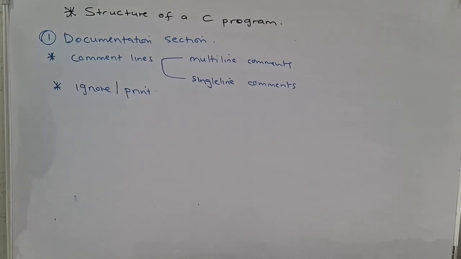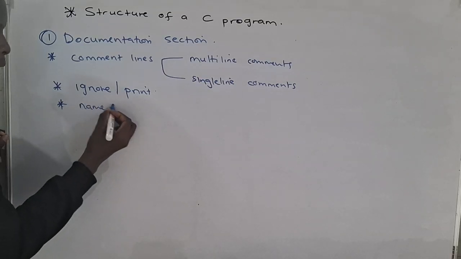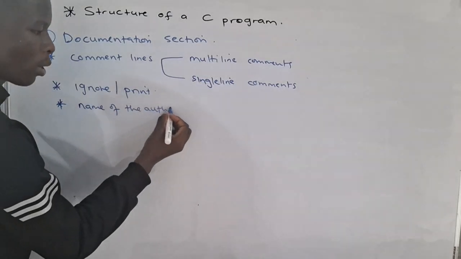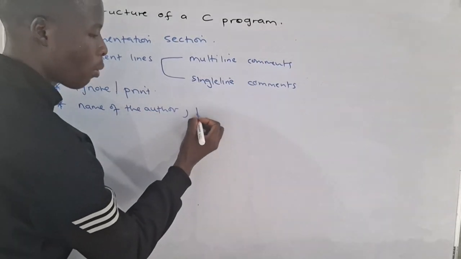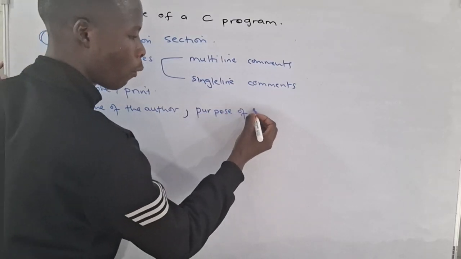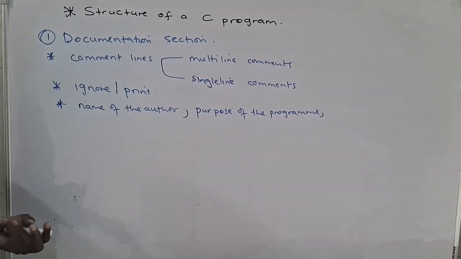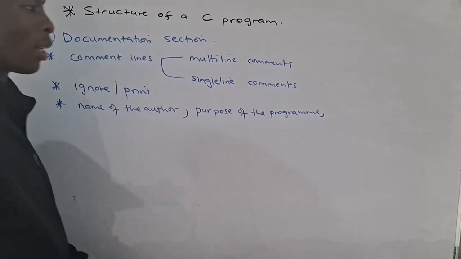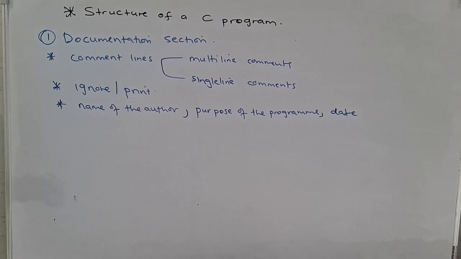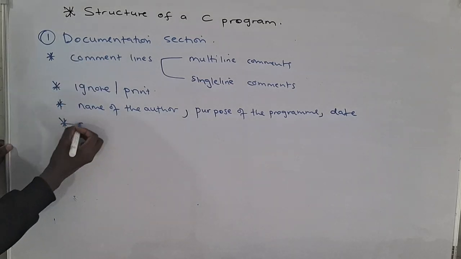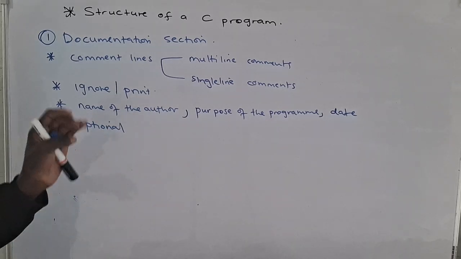Let's move on to the next part. In the documentation section, what are we going to provide? You can provide the name of the author. If you are the one who has written the program, you can provide your name. You can also provide the purpose of the program, for example, the program is finding the sum of 2 numbers. You can also provide the date on which the program was written. This documentation section is optional. It is not mandatory. If you want to write, you can write. If you don't like to write, you can leave it.